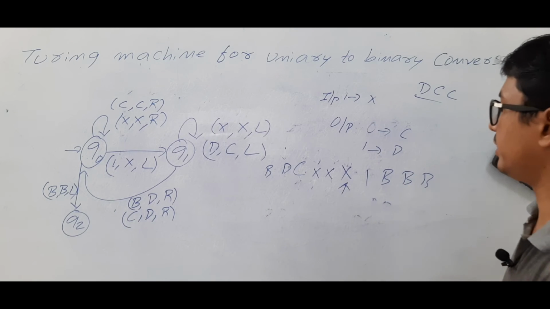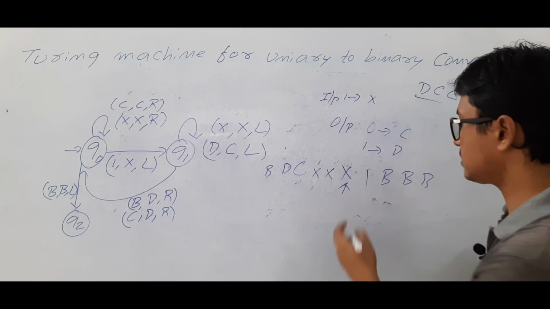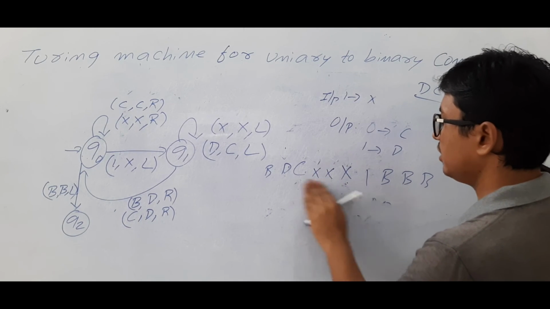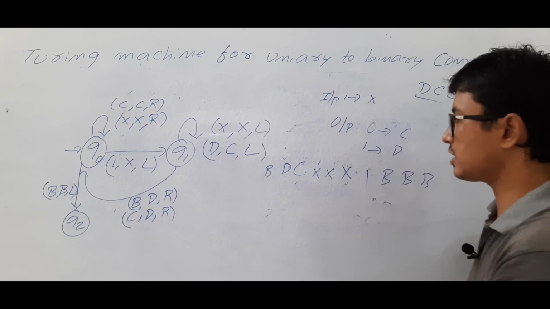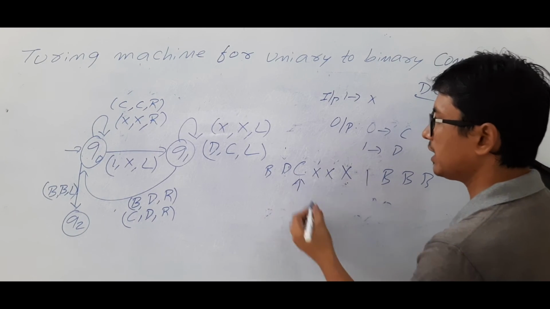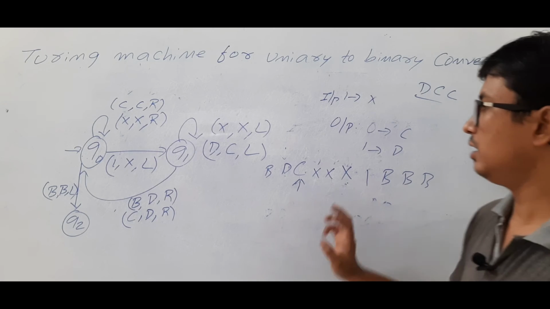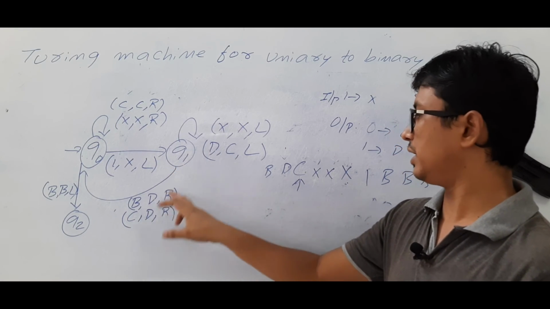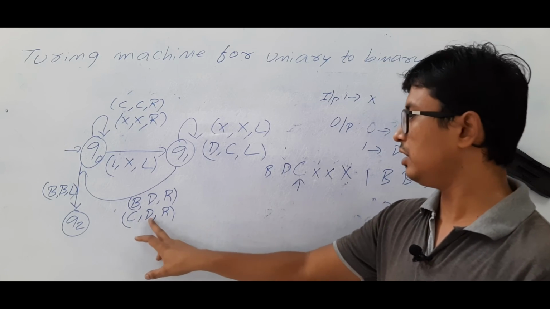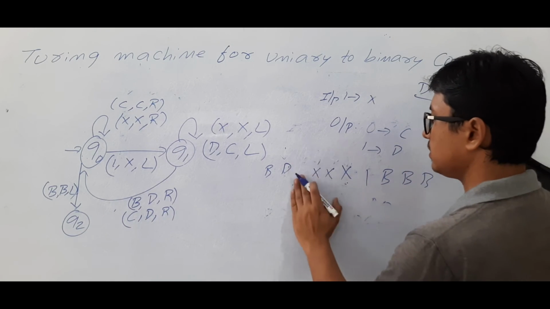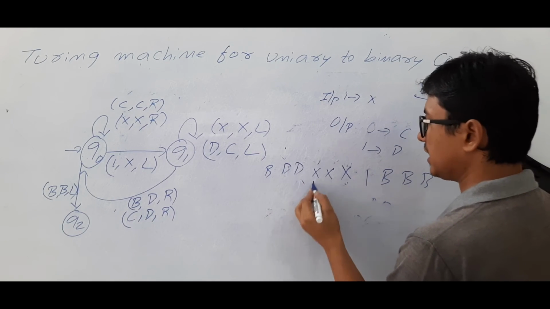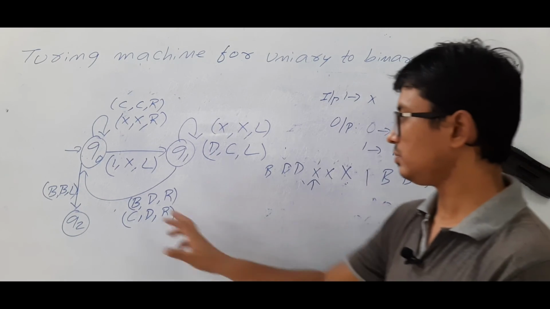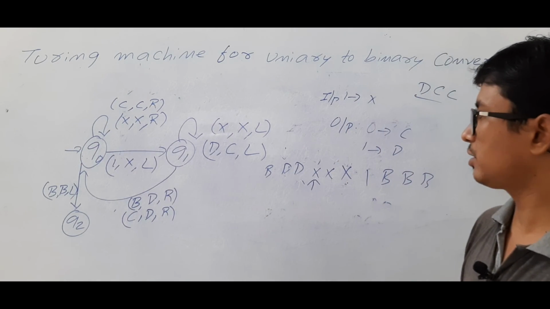Q1 on X, make it as X, keep on moving to the left. If you keep all the X's as X and keep on moving to the left, you will get here C. Okay? Now you are in the state Q1. Now if you see a C in Q1, if you are seeing the input as 1, you modify it as a D, move to the right. You are here. And you reach the state Q0.